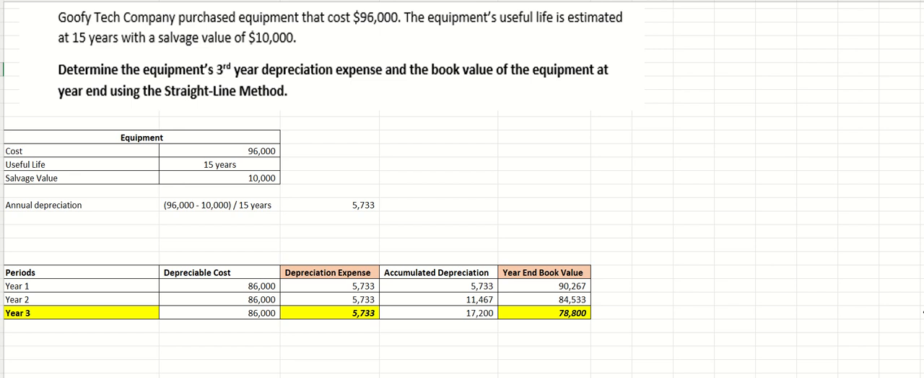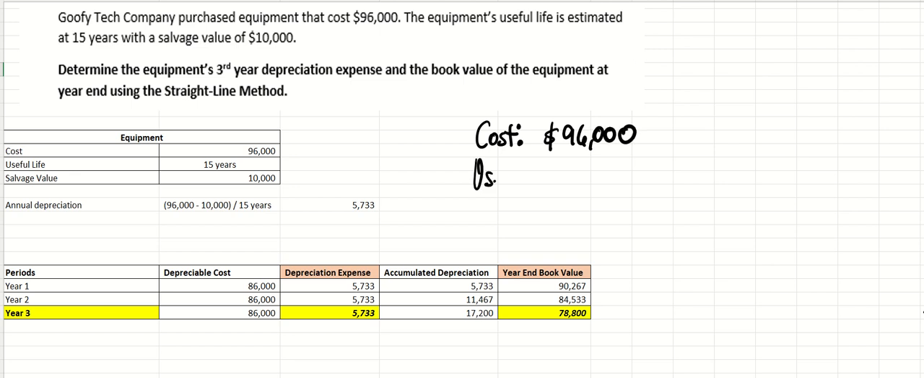Okay. So before I actually get into this problem here, as far as what it's asking for, let's first dissect this scenario here. So it gives us three things that we do need to know in order for us to calculate the depreciation expense. So it gives us the cost of the equipment. That's $96,000. So that's one thing that we do need to know. We need to know the cost of the asset. Here is $96,000. And it gives us the useful life.